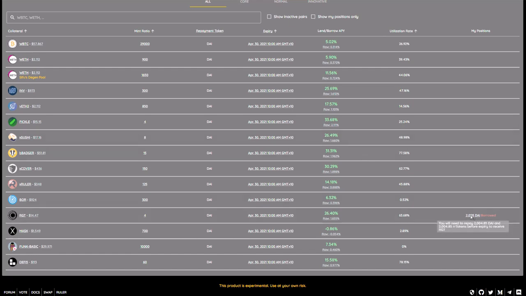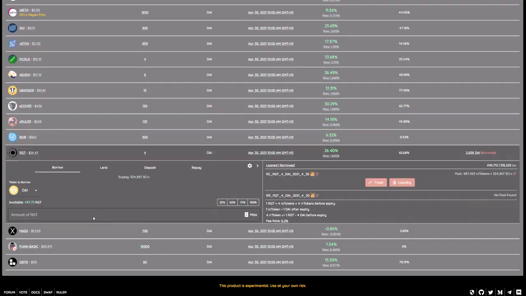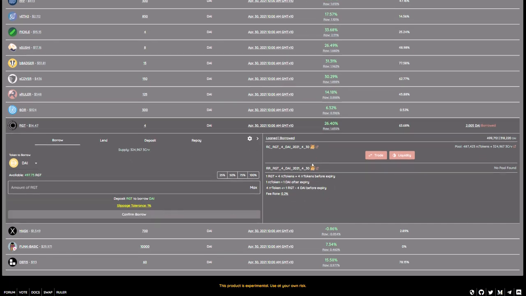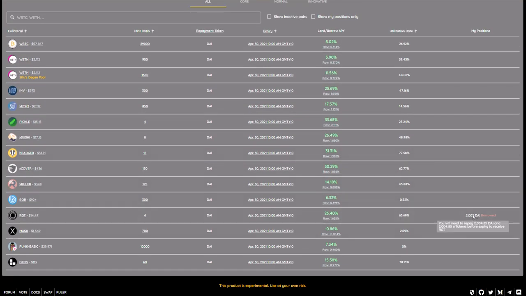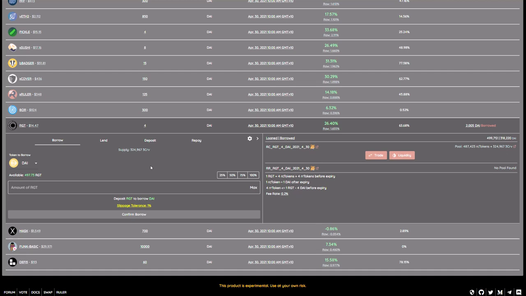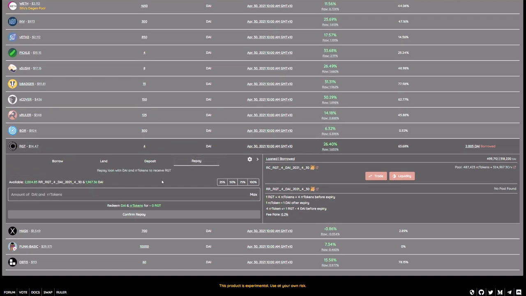All I need to do now is recover my full position of RGT tokens that are currently staked. I need to come back and pay back the DAI plus the RR token. If I go to do a repay, it'll say I have 2,004.85 RR tokens available, and I'll need the same amount of either RC tokens or DAI.